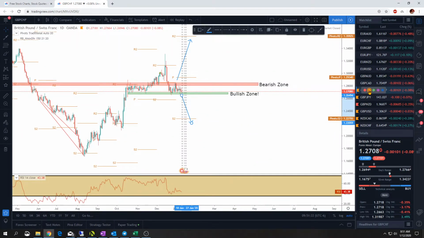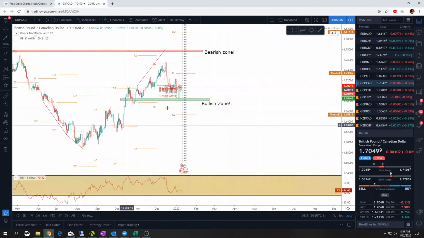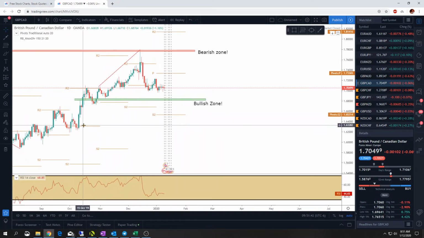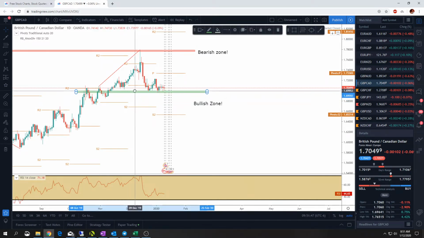So we are orange. British pound, Canadian dollar. Let's get some last week's noise out of here. All the British pound pairs are kind of looking the same. I'm not necessarily bullish.